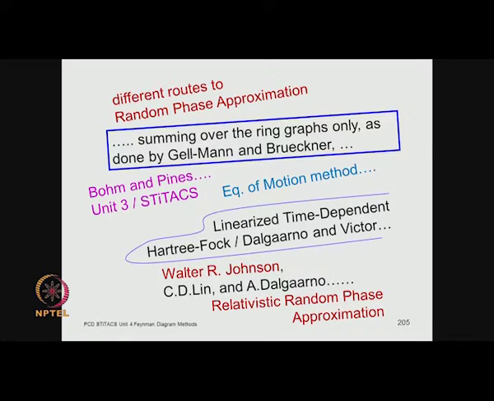So, all of these different routes are essentially equivalent. All of them amount to retention of certain correlations and exclusion of certain correlations. The correlations which are retained are those which correspond to the ring diagrams and the exchange which goes along with that.